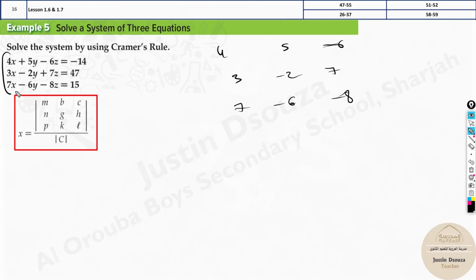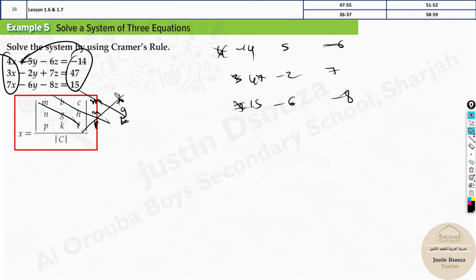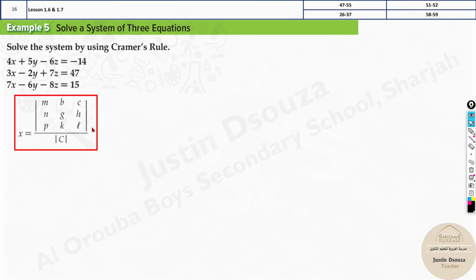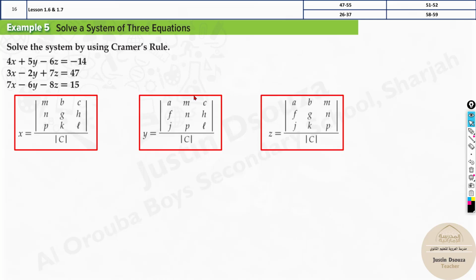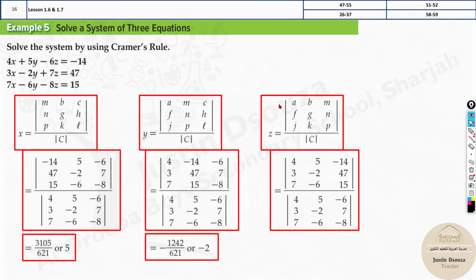Now, in order to find x, instead of these values, you replace it with these solutions. So over here, this changes to minus 14, this one changes to 47, and this one changes to 15, and this is how you get the term above. And then you find the determinant of the matrices. How do you find? You can repeat the first two columns and draw lines like this, and they should match properly, and then you can easily solve it up. Here for y, just replace the y values with the other matrix. So this is how you get the answers.